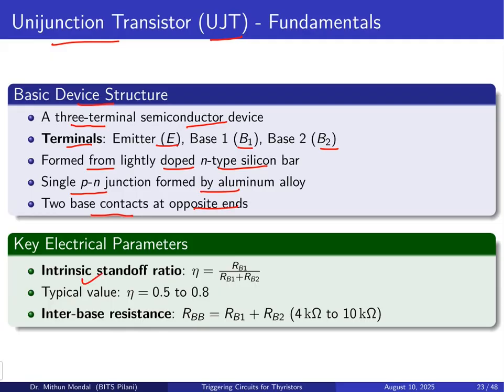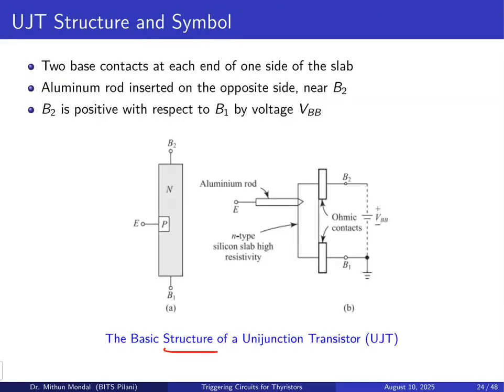So the intrinsic standoff ratio eta is given by RB1 by RB1 plus RB2. Typically this value of eta lies between 0.5 to 0.8, and the inter-base resistance RBB is the summation of these two base resistors, lying between 4 kilo ohm to 10 kilo ohms. So you can see the basic structure of the UJT, which basically has two base contacts at each end of one side of the slot.